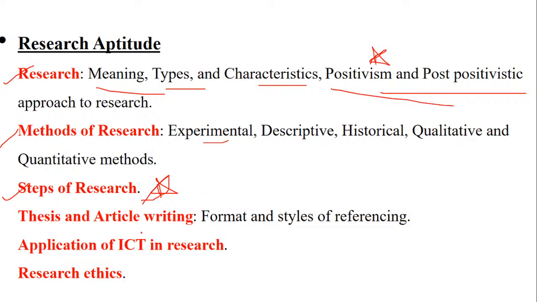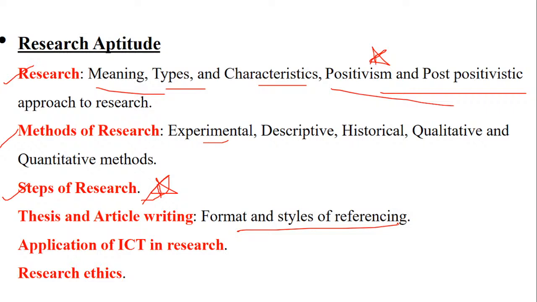Now thesis and article writing, that is, format and styles of referencing. Here it has been seen that you are given the styles and you are supposed to recognize the style as per the question. Students are a little bit lethargic here because they do not understand the styles very well. They just keep on reading in a casual way, but you will lose 2 marks with your casual approach. So you have to ensure you know the styles very well.